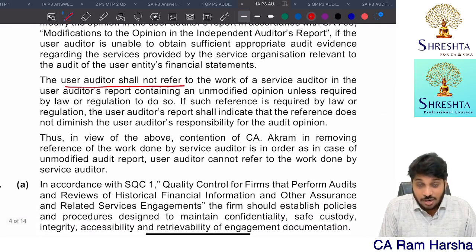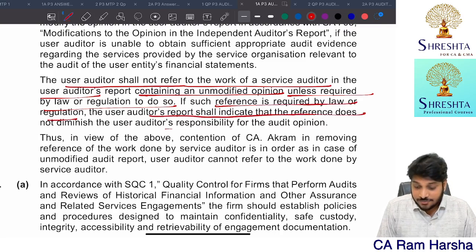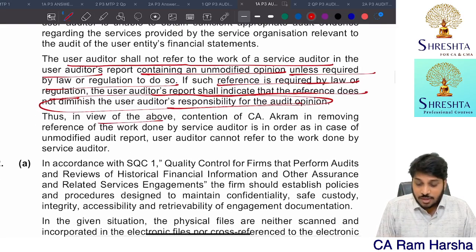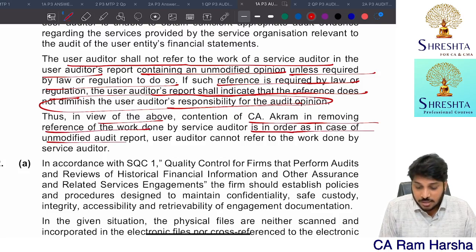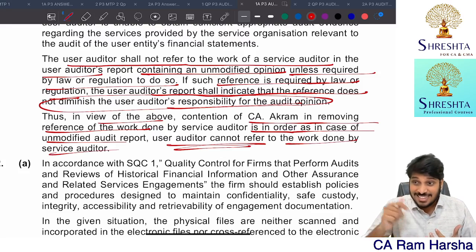The user auditor shall not refer to the work of a service auditor in an auditor's report containing an unmodified opinion unless law requires it. If such a reference is required by law, the user auditor shall also indicate that the reference does not reduce the responsibility of the user auditor. Thus, in view of the above, CA Akram removing the reference is in order as per the standard. The user auditor cannot refer to the work done by the service auditor, especially when he is giving an unmodified opinion in this context.